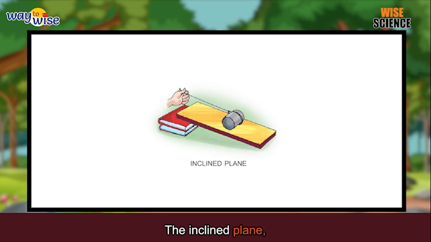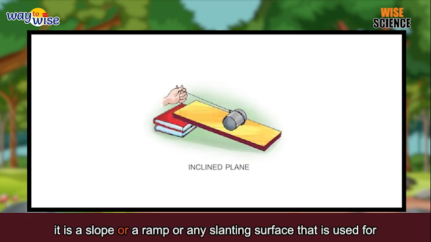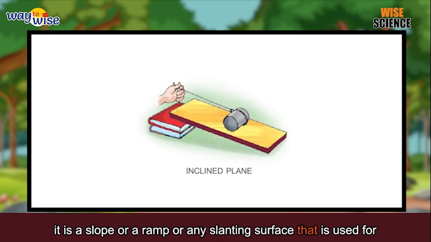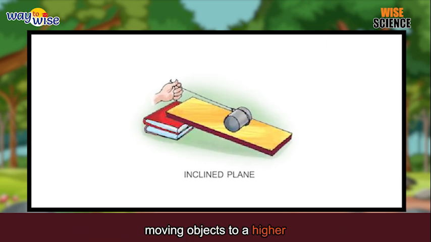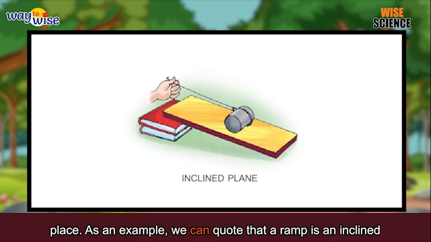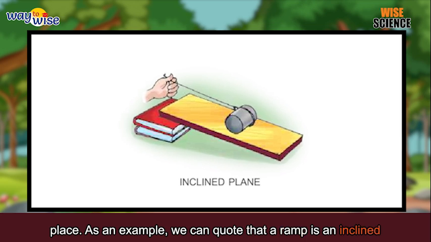The inclined plane. It is a slope or a ramp or any slanting surface that is used for moving objects to a higher place. As an example, we can say that a ramp is an inclined plane.